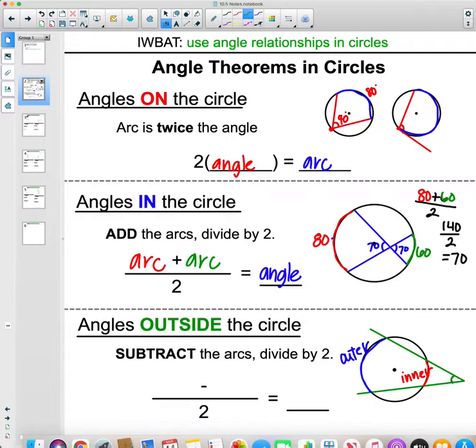What you do for these ones is you subtract the arcs. You do outer minus inner, divided by 2, equals the angle. I like to remember this: you subtract towards the angle. So you go outer, this minus this, divided by 2 equals that outside angle. Always start away from the angle and subtract towards it. So bigger minus smaller, divided by 2, equals that angle.